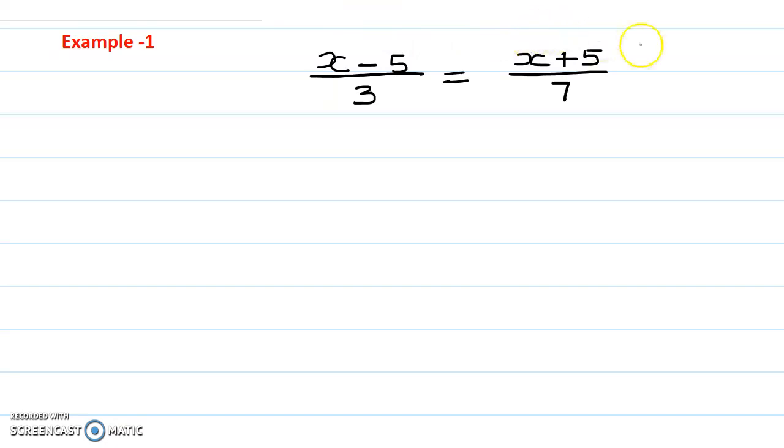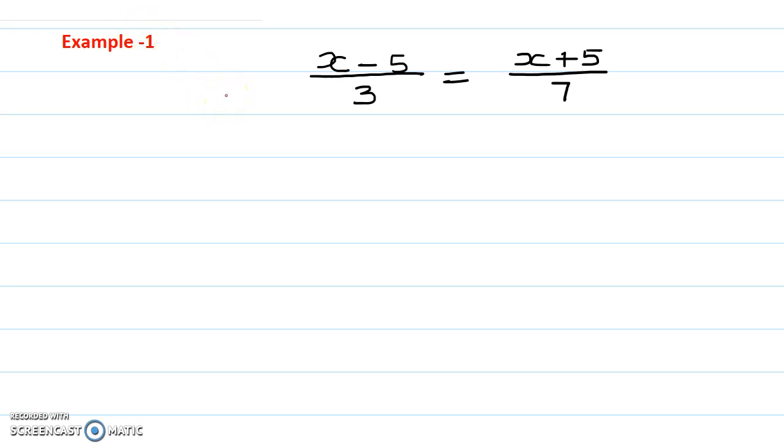And if you see here, a linear equation, as I have already explained, is linear when x has power 1. But here it is with fractions, like (x minus 5) divided by 3 and (x plus 5) divided by 7. So let's have a look at what happens here.